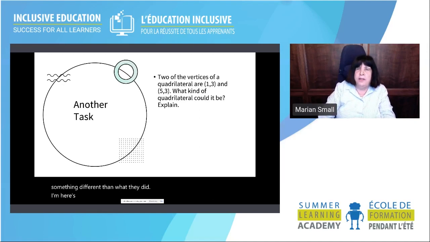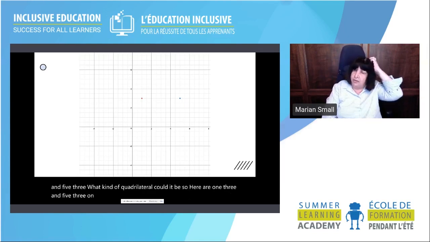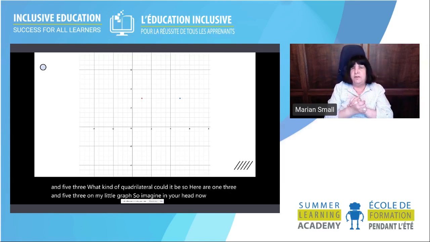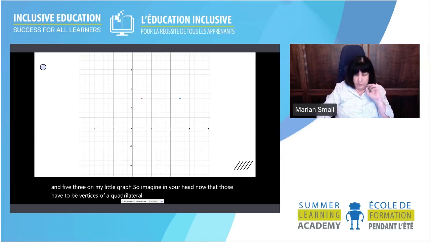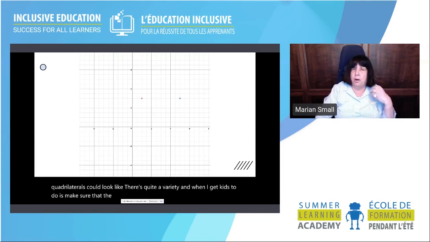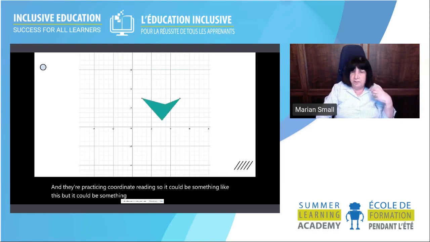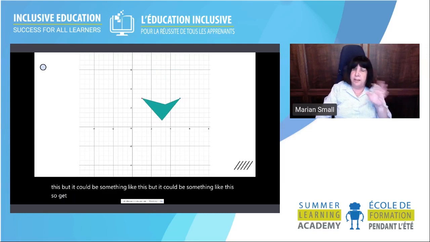Here's another geometric one. 2 of the vertices of a quadrilateral are (1, 3) and (5, 3). What kind of quadrilateral could it be? So here are (1, 3) and (5, 3) on my little graph. Imagine in your head that those have to be vertices of a quadrilateral, and imagine what your quadrilaterals could look like. There's quite a variety. What I get kids to do is make sure that the other vertices are on lattice points so that they can read me off the coordinates, and they're practicing coordinate reading. So it could be something like this, or this, or this. Kids get to play around.